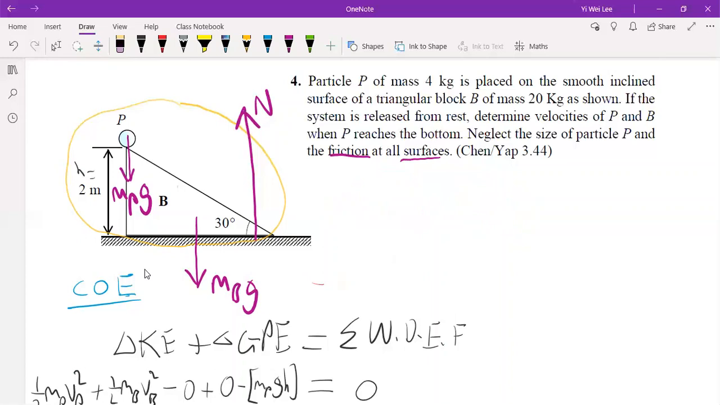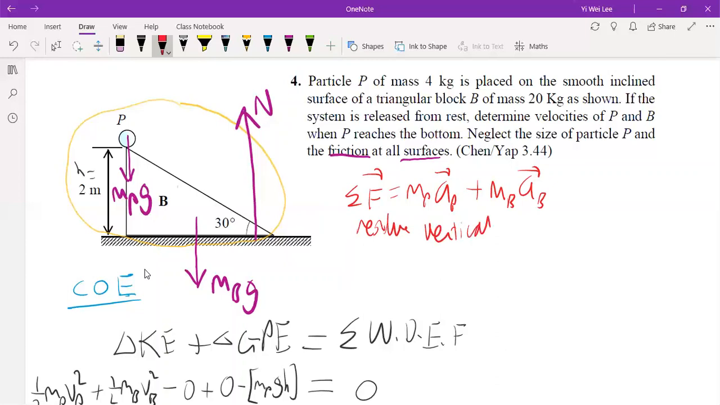That the vertical forces wouldn't cancel each other. Let me just repeat that. The summation of force in this system must be equal to MP plus AP plus MB plus AB. Now, if we resolve vertically, the summation of the external vertical forces must be equal to the mass of the particle times the vertical acceleration of the particle plus 0. This is 0 because block B doesn't have vertical acceleration.